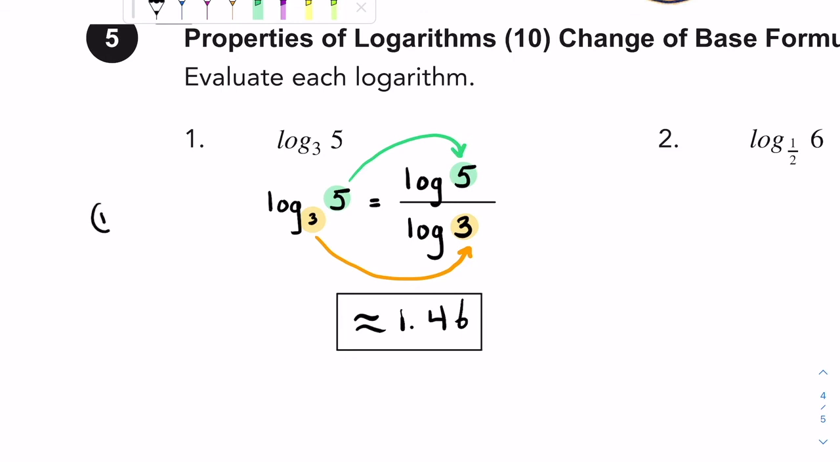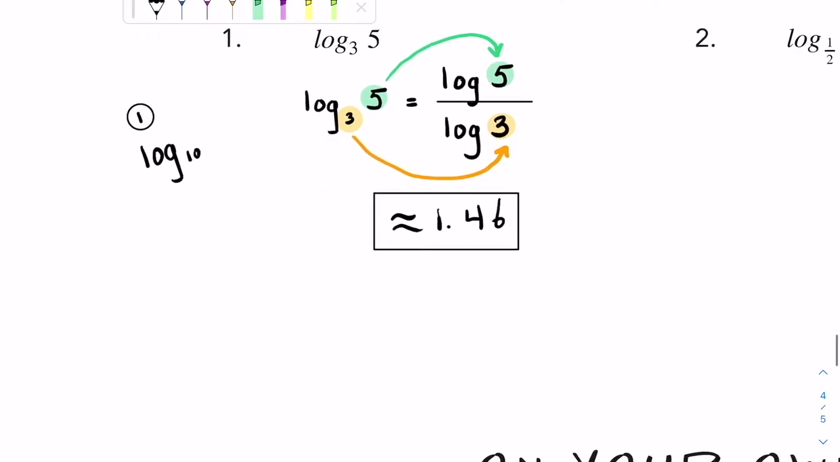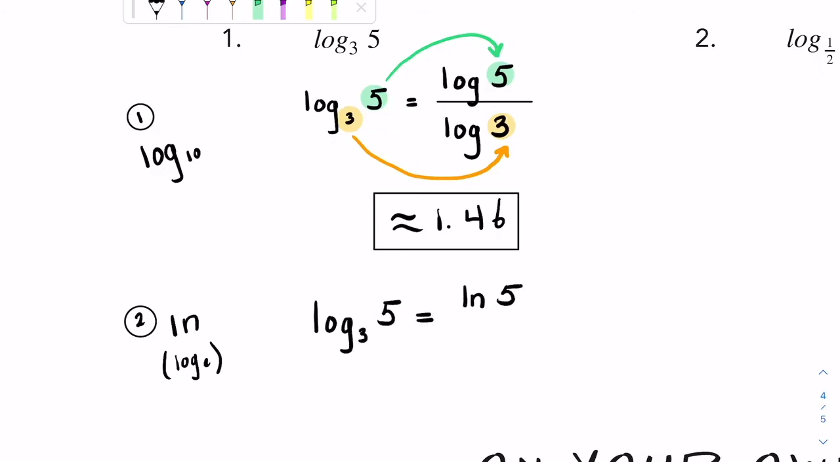So this first method that we just went over, we're using log base 10. For the second method, I'm going to use ln, which is log base e, also in your calculator. So I'm going to do this the same way. I'm going to start with log base 3 of 5. That's our original problem. I'm going to write this as ln of 5 divided by ln of 3.